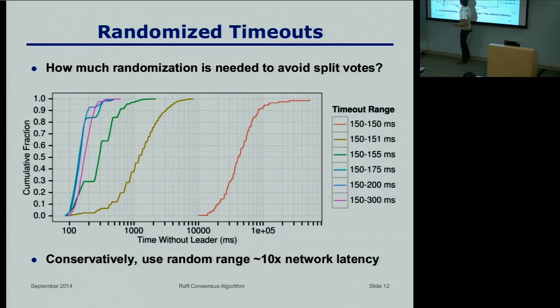And the fraction of elections that have split votes is down here in the 4% or so. Of those 4%, 96% will complete in the next term, etc. So it converges quite quickly. Does that answer your question?